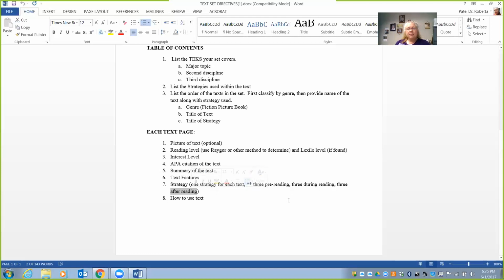All right. And then how are you going to use the text? How are you going to use this within your collection, within your unit? And that's just a very short paragraph. Let me back up a little bit with that strategy.